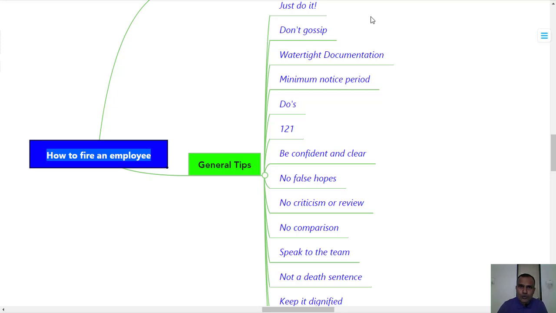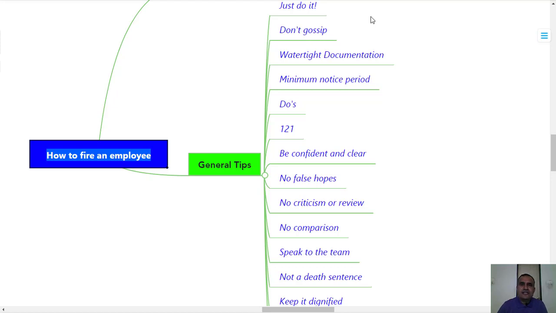And I tell you what, there are many people who are like that. I was also one such person at the beginning of my career. I used to think of firing as something terrible, but I learned over a period of time that it's not, and you have to just do it. Do it for your sake, for the organization's sake. Just do it. Okay. So that's the first tip.